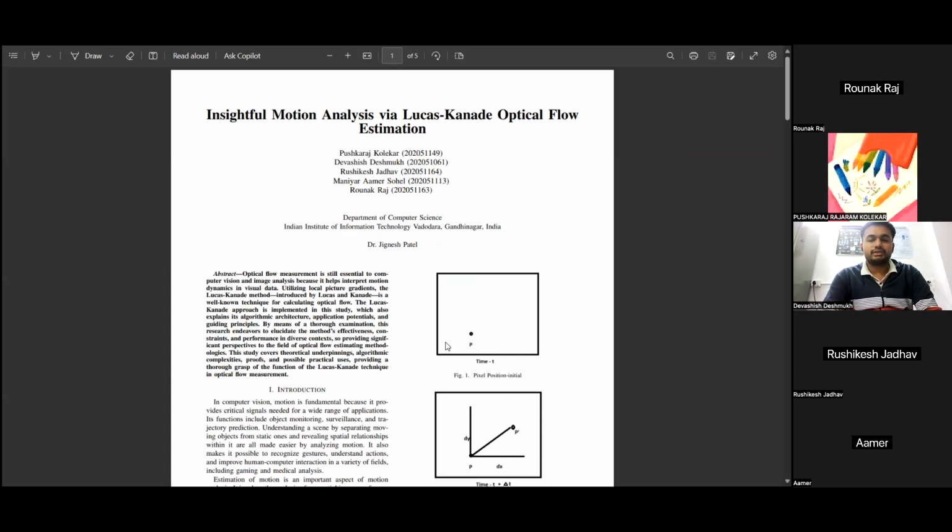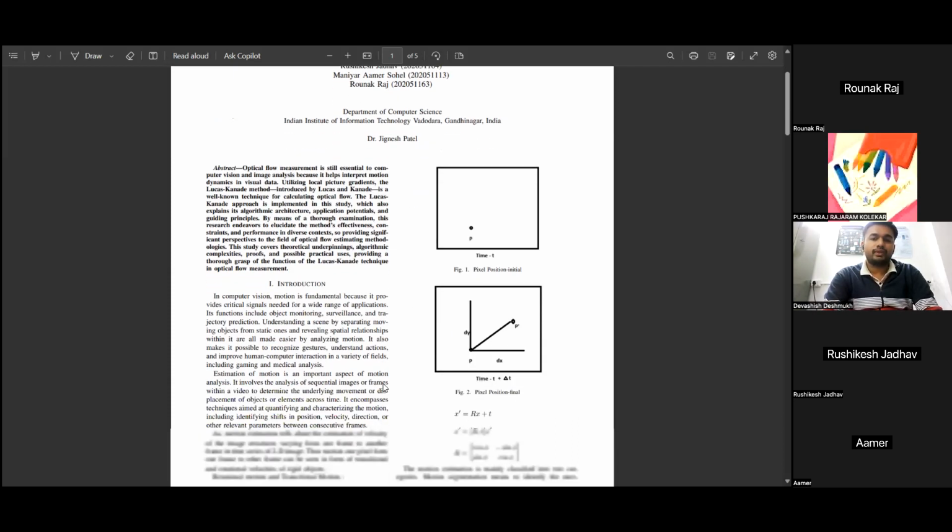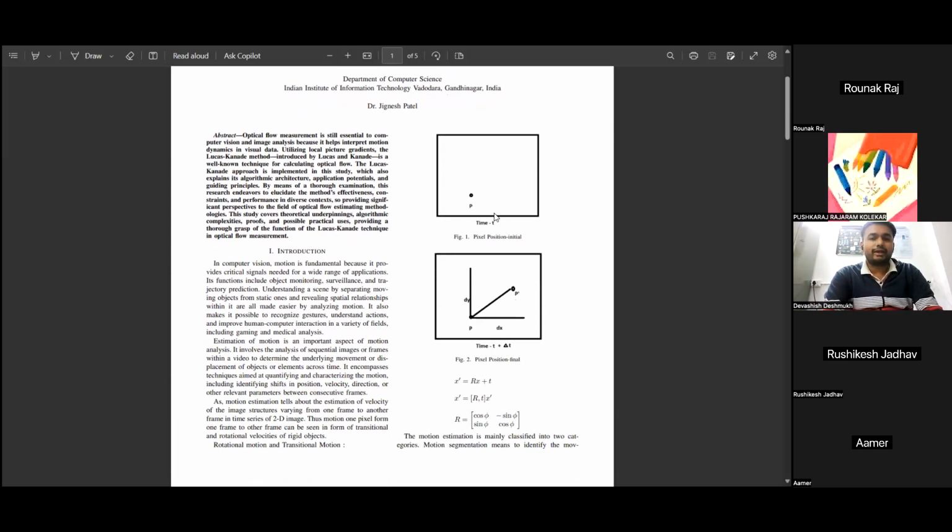So for this, neighborhood points are taken into consideration, and this is known as the Lucas-Kanade optical flow estimation. These three points are discussed in subsequent parts of this paper. First of all, whenever a point P is given at time t and at time t plus delta t, this point moves by dx and dy in the plane of the image. This motion analysis can be done as rotational or translational.